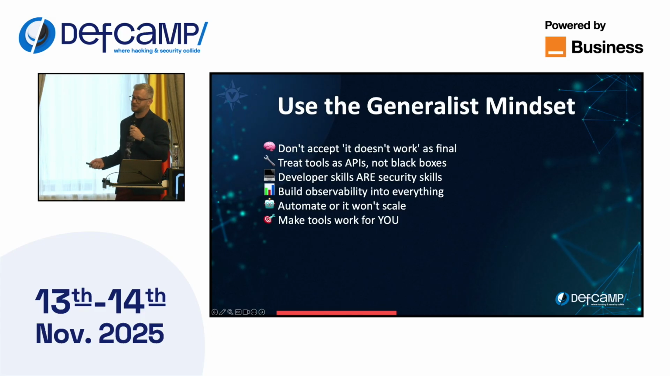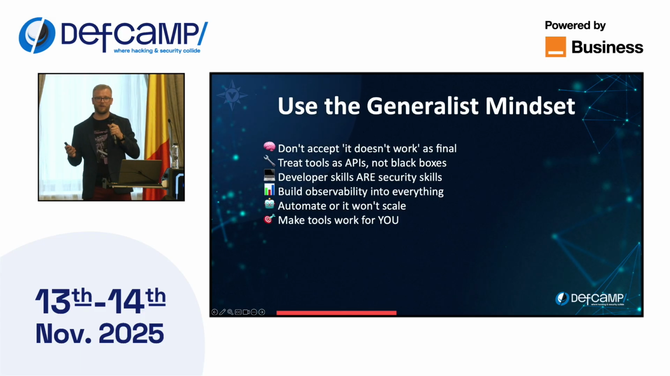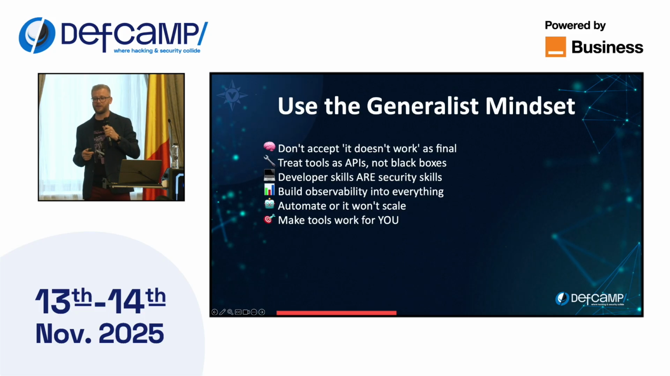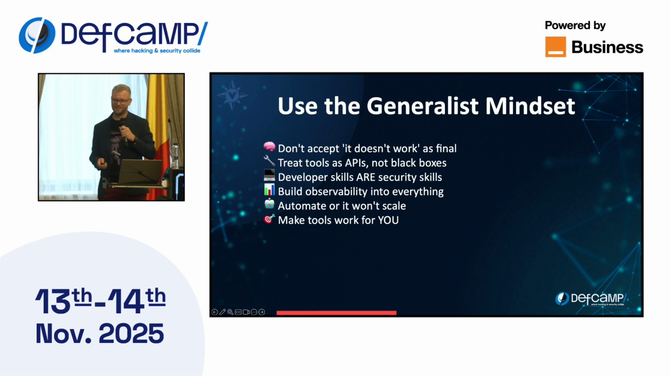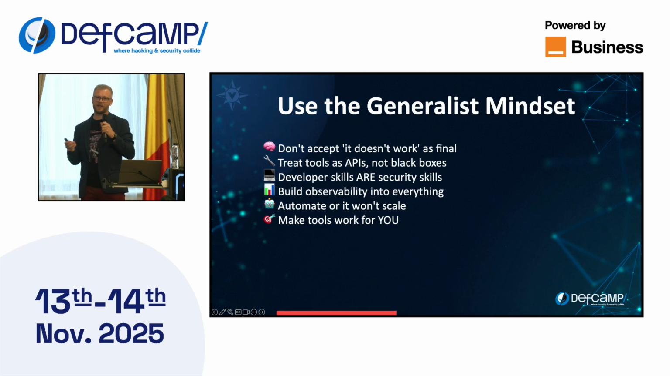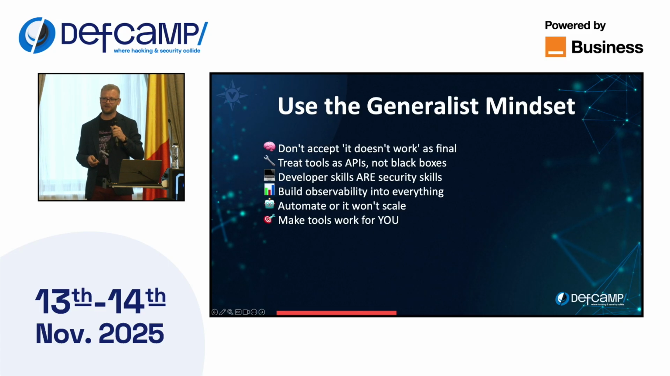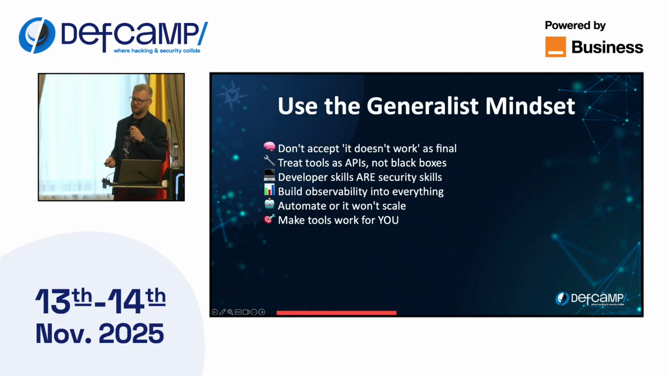Developer skills are also security skills. I mean, developers already understand what is going on in the back-end side, what is going on the front-end side. You just need to add that critical thinking on top in order to, well, may I say, achieve greatness. Then building observability into everything. Yeah, as if you are interested in your performance statistics, why aren't you interested in your security statistics as well? And yeah, you need to automate it, otherwise it won't scale.